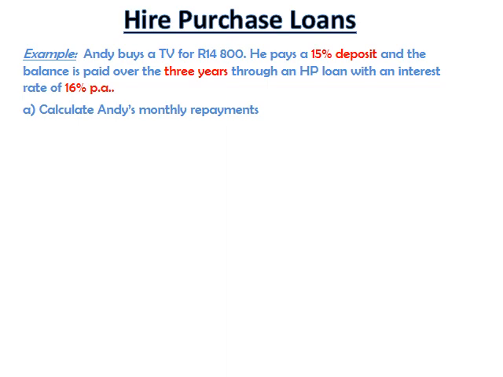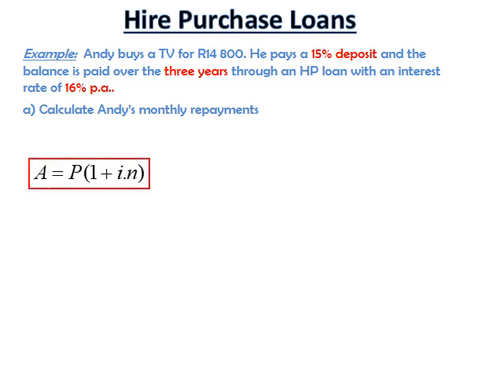For example, if Andy buys a TV for 14,800 Rand and pays a 15% deposit, he'll pay the rest of the balance over 3 years through a hire purchase loan with an interest of 16% per annum.